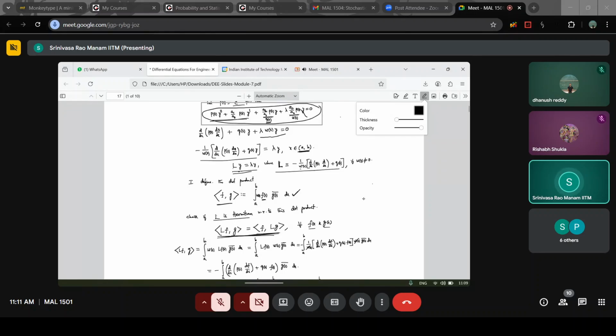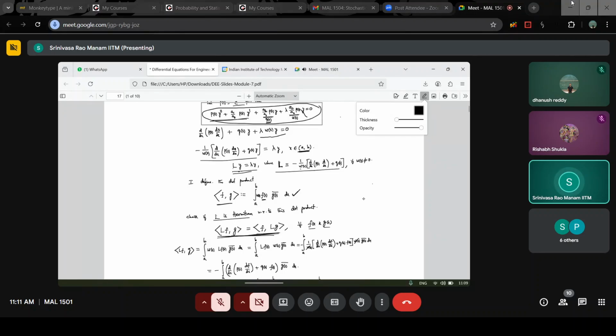Basically that A3 by A0, you call it W. That is the coefficient of lambda. So divide by the W and take it to the left-hand side, this operator here. Whatever is here, take it this side: 1/W(x) d/dx of (P(x) dy/dx) plus Q(x)y equal to lambda y.